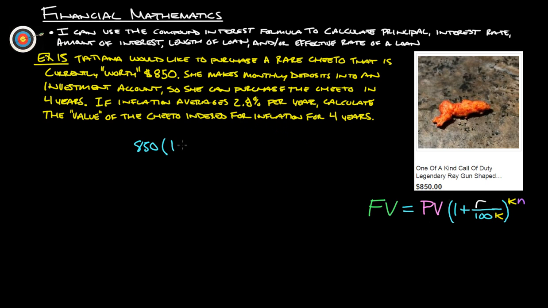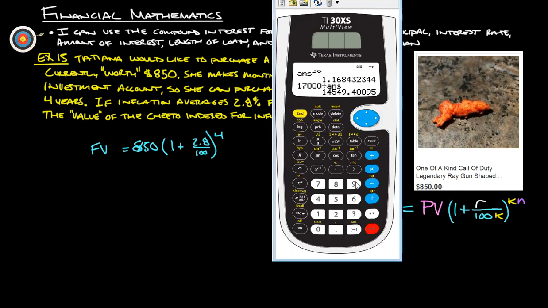So we take the original amount 1, and then we've got to add our 2.8%. So 2.8 over 100. And then that inflation is going to be for 4 years. So that's going to be what really our future value, how much she's going to need in 4 years. It's going to be this equation here. So let's figure out what that is.